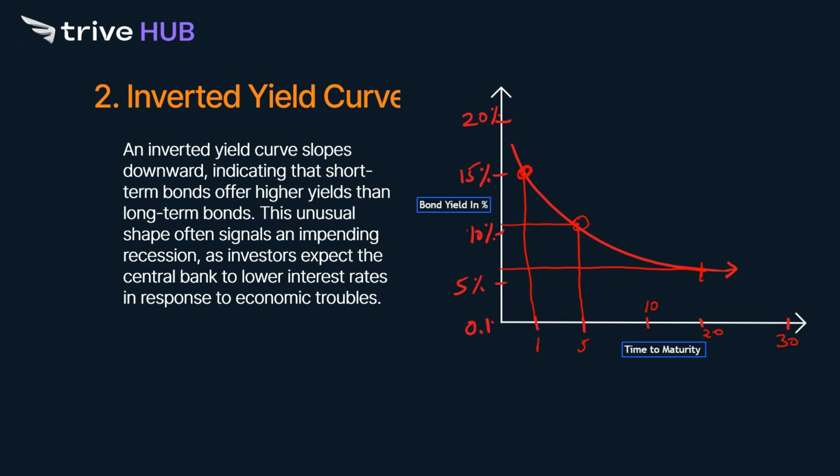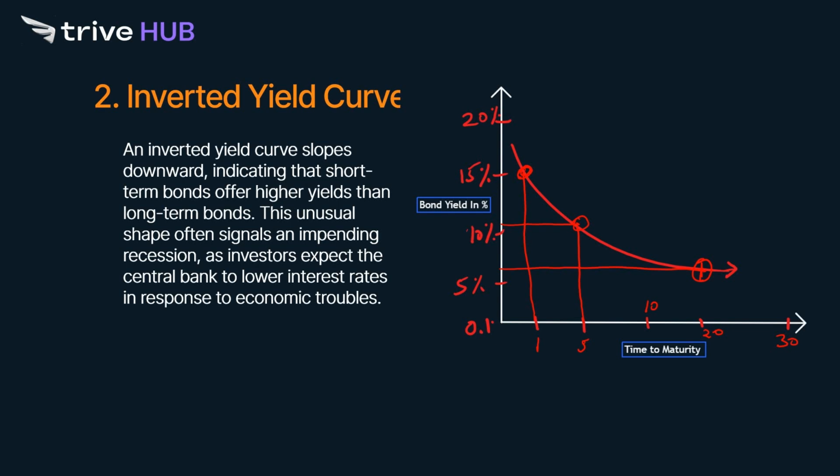So this is inverted. It means that longer period investments are not that lucrative, and that is why investors are not that interested in taking these maturities as an investment option.